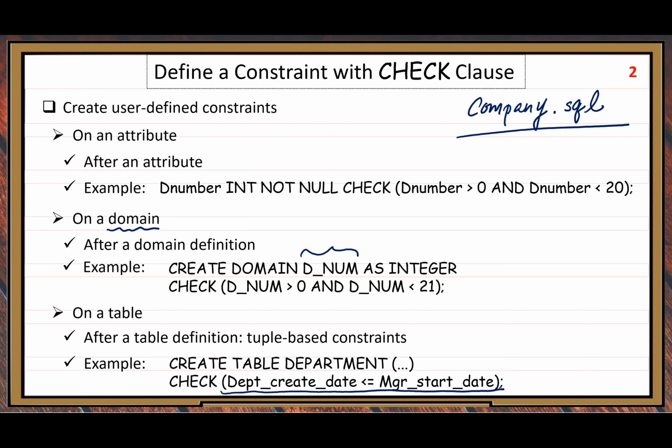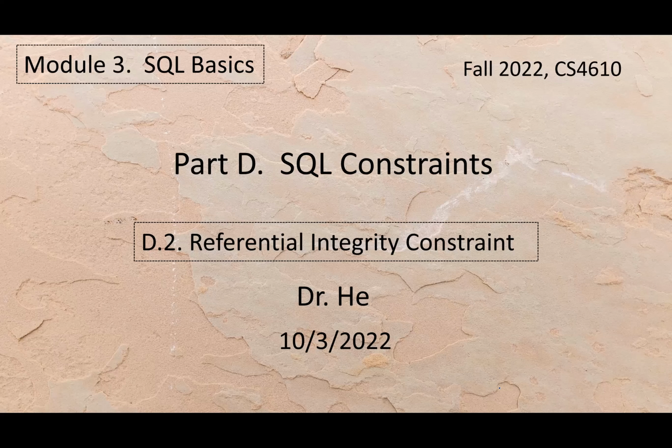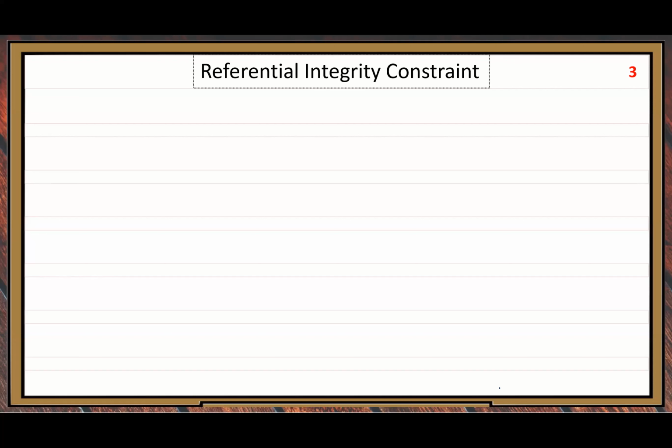All right. Next topic, D.2, referential integrity constraint. This type of constraint is related to foreign keys. So in this part, we will talk about foreign keys. It's called a referential integrity constraint. All right, so let's take a look. Referential.